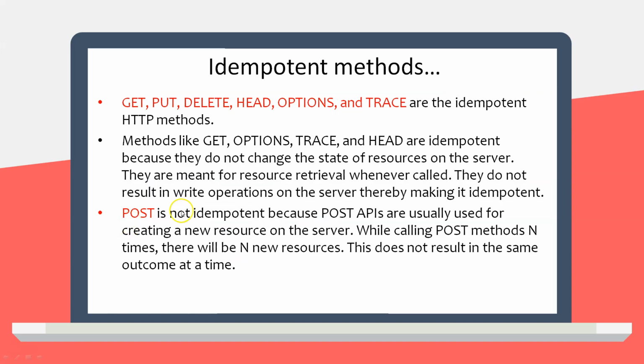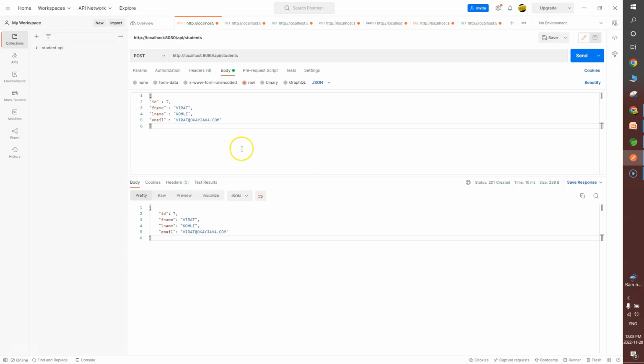Alright guys, next is POST. POST is not idempotent because POST APIs are usually used for creating a new resource on the server. So while calling POST methods n times, there will be n new records. This does not result in the same outcome every time. Now see here guys, I'm going to make a POST call. We are going to add a resource where id equals 7. If I go and click on send, we have 201 resource created.